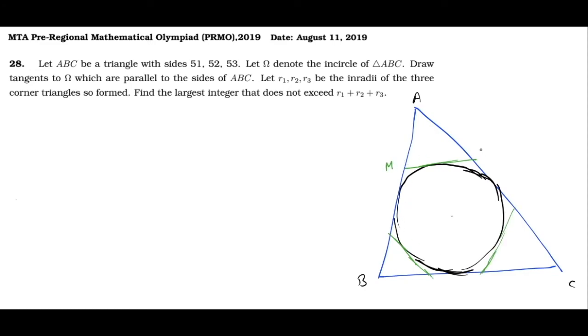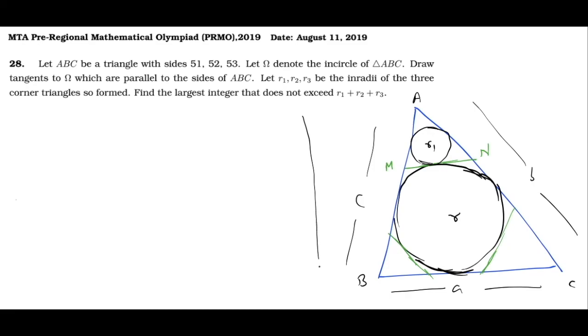Let us say this is M and N. So we have three new corner triangles. Let R1, R2, R3 be the inradii of the three corner triangles. So there will be another incircle here, and so on for every corner triangle. Let us say BC is a, AC is b, and AB is c. Let the inradius of the original incircle be R. The inradius of this circle is R1. We want the largest integer that does not exceed R1 plus R2 plus R3.